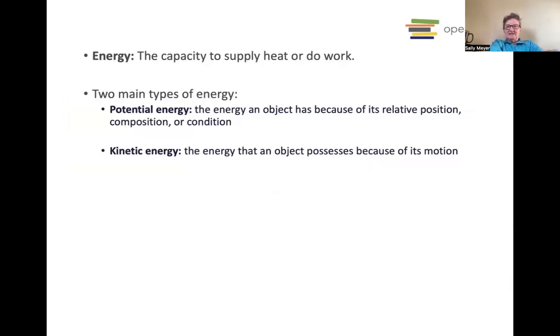So energy is the capacity to supply heat or to do work. Those are the two forms of moving energy that are important. There are two main types of energy. I already mentioned this: potential energy, which is the energy an object has because of its relative position, composition, and condition. When we think about position, the potential energy you're most familiar with is probably gravitational potential energy. If you lift something up and release it, it's going to fall back down because it's in a potential energy field based on gravity.